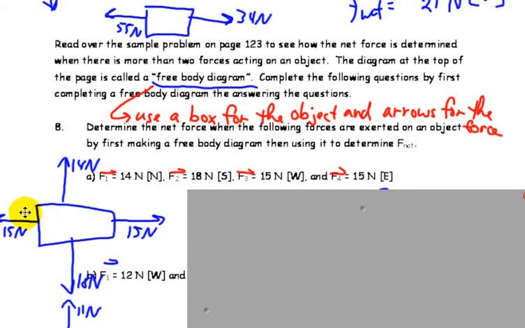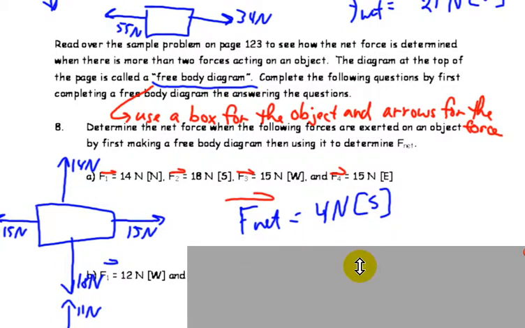And you can see what's going to happen here. 50 west and 50 east, they'll cancel each other out. 14 north, 18 south, 14 will cancel with 14, leaving you with 4 newtons in the south direction.